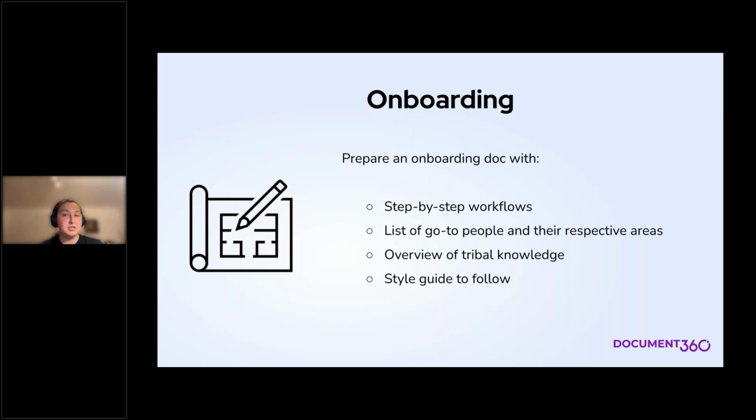And this document should contain the following things at the minimum: a step-by-step workflow description, a list of subject matter experts to talk to with their respective areas, the go-to people, in other words, and the company-specific know-hows or tribal knowledge, whatever that may mean for your company. And lastly, a style guide, which you should either create, or you can just adopt one, because there are a lot of good ones online.